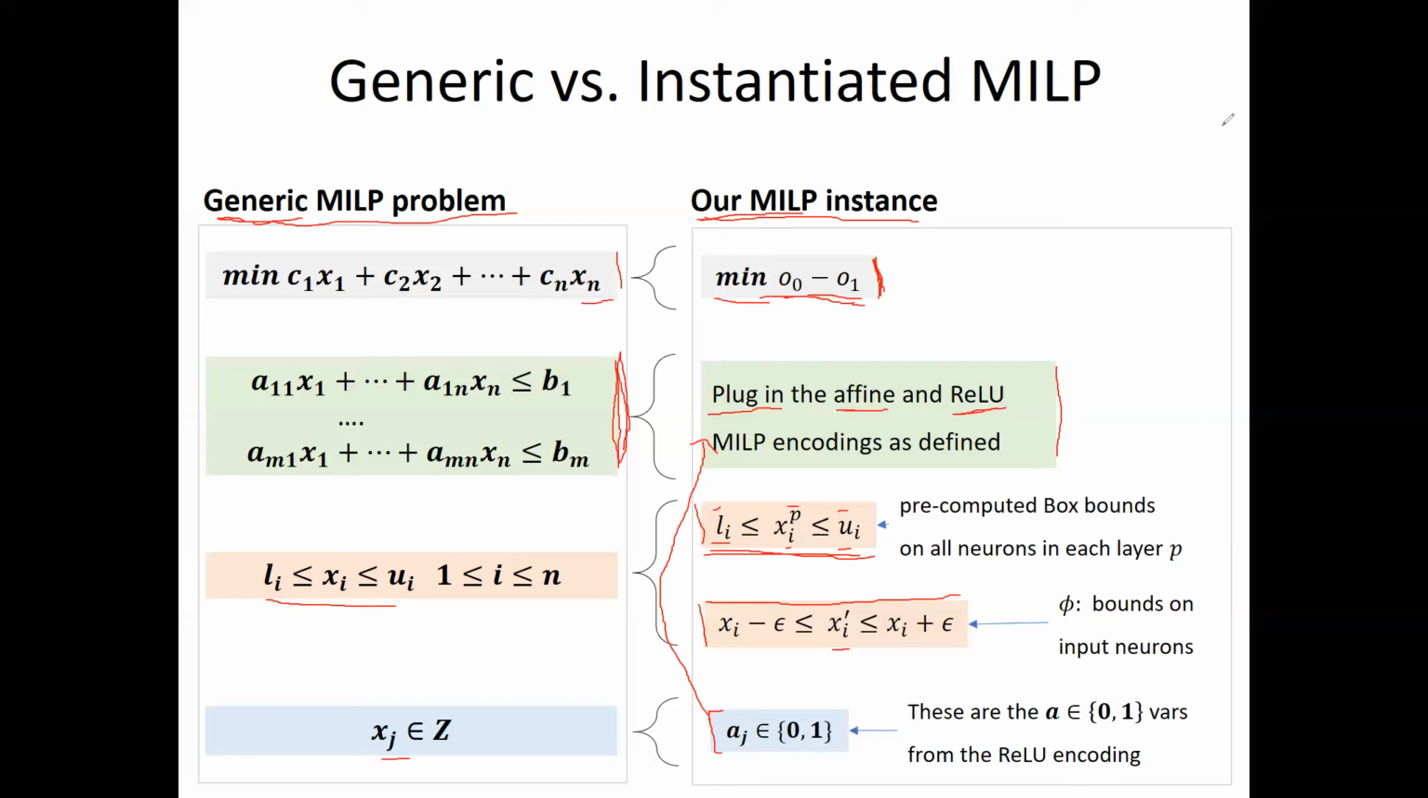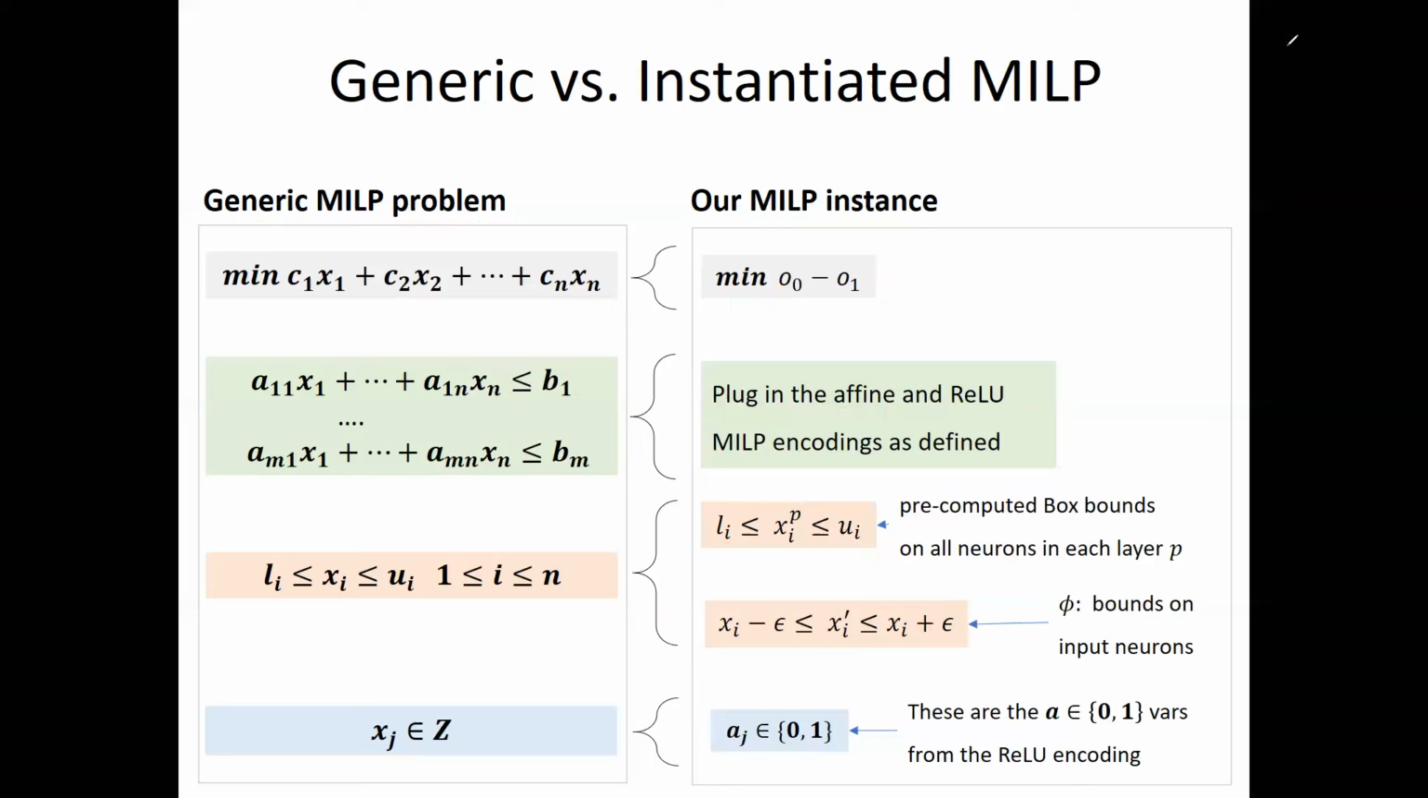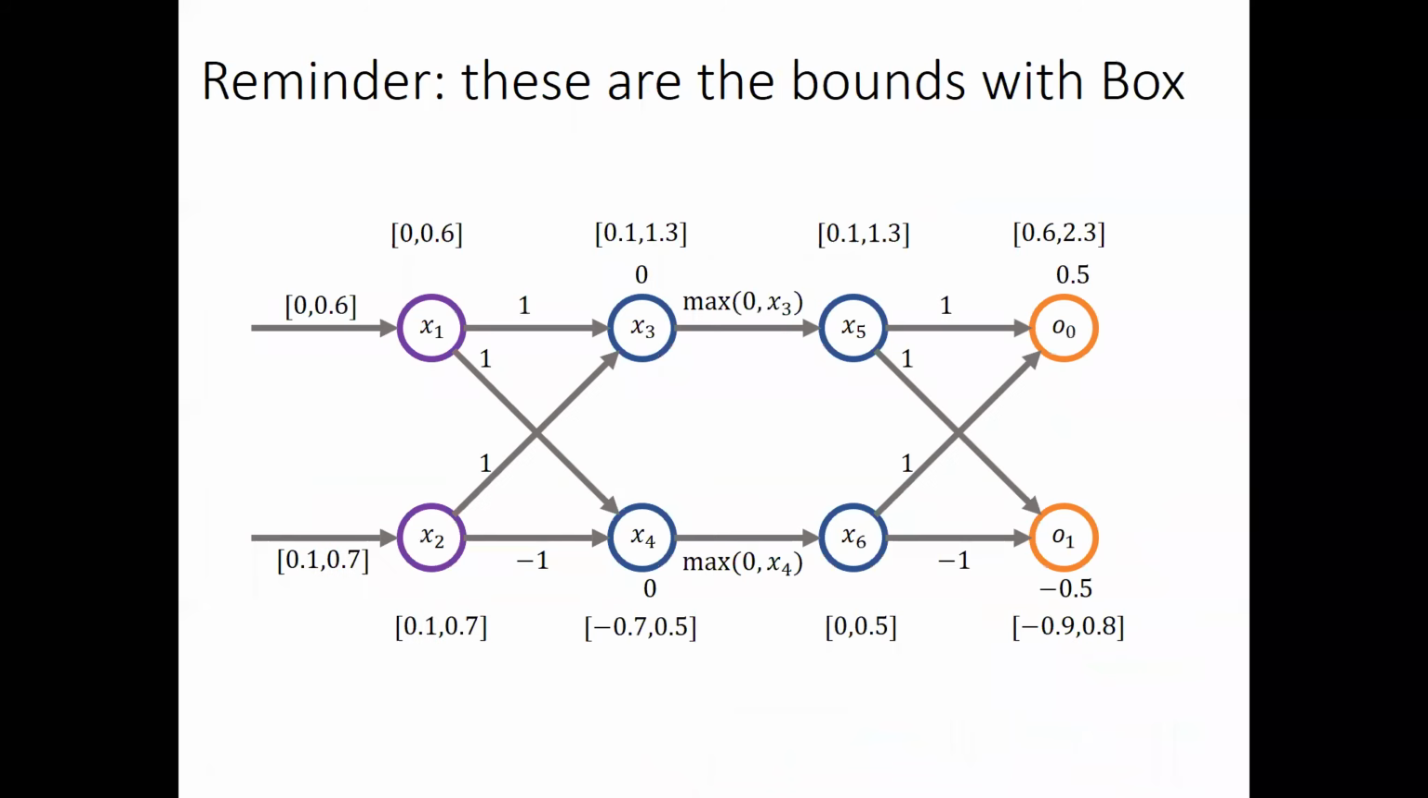If you give this instance to a MILP solver like Gurobi, then you'd see whether you can find values for O0 and O1 that satisfy the constraints. Using them, you can solve the certification problem by checking whether O0 is greater than O1, if you're trying to prove that the input classifies to O0, or to whatever O0 stands for. So this is the encoding. Now let's look at our examples just to see what the encoding would look like.